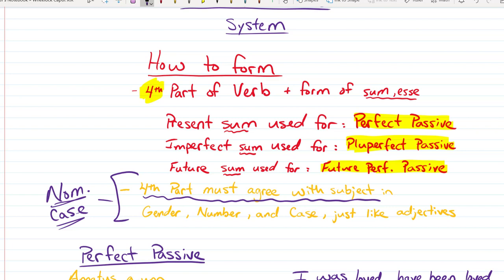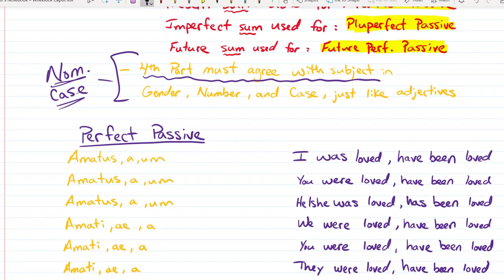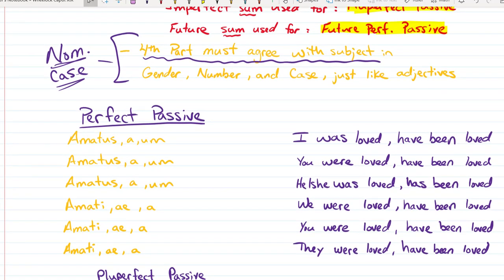So, what does this look like in Latin? If we take just the perfect passive, you may want to write this down here, but what I'm giving you is what it would look like in the Latin, and then what it would look like in English on the right. So all you do is you take that fourth part, and this is for the verb to love, so amo, amare, amavi, amatus, and to it you add a form of to be. For perfect passive, remember we're using the present tense forms of to be.